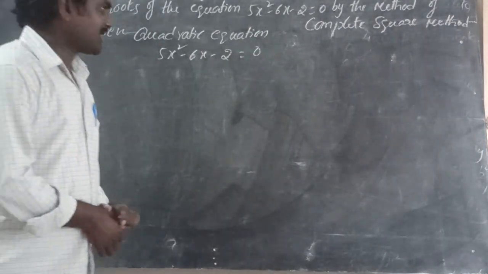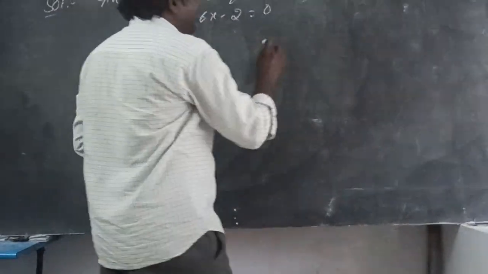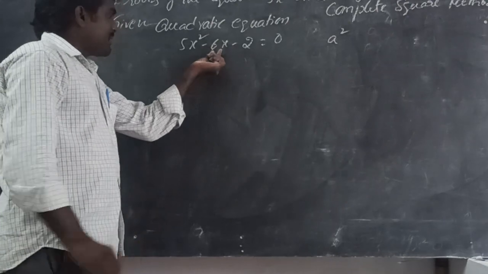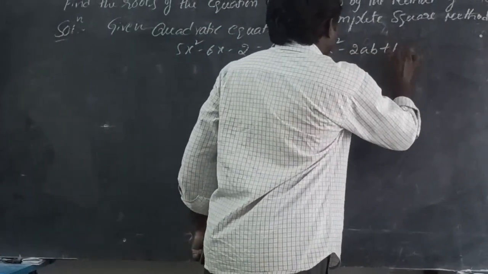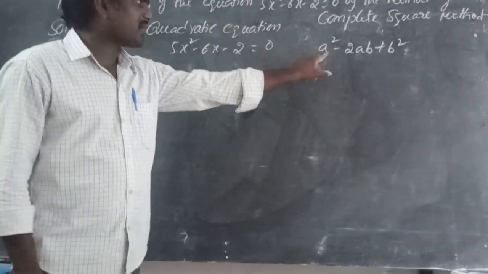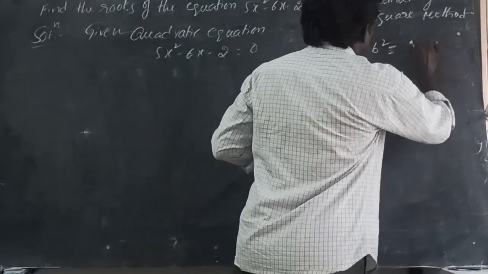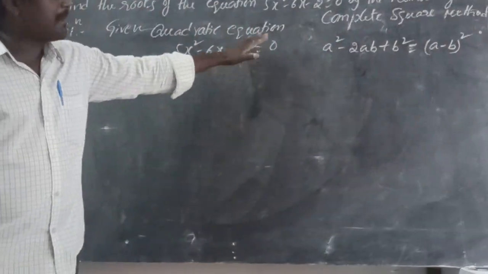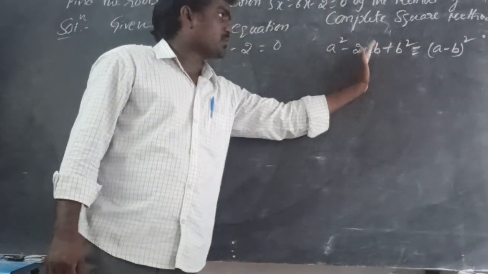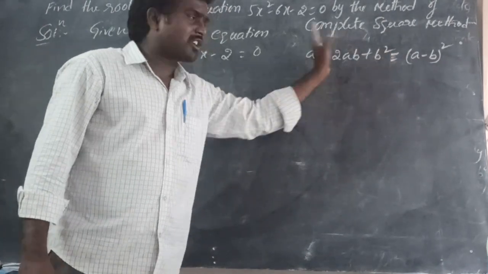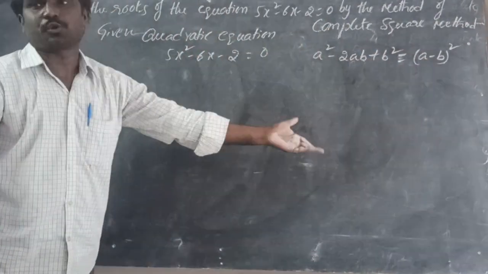Okay, complete square method means what? The expression, the LHS, you can write as a square. Here the middle term is minus, so a square minus 2ab plus b square. The expression we can change in the form of a square minus 2ab plus b square, then we can write as a minus b whole square. Okay, this is called complete square method. So after that we can write a minus b whole square is equal to 0. Then we get the roots.